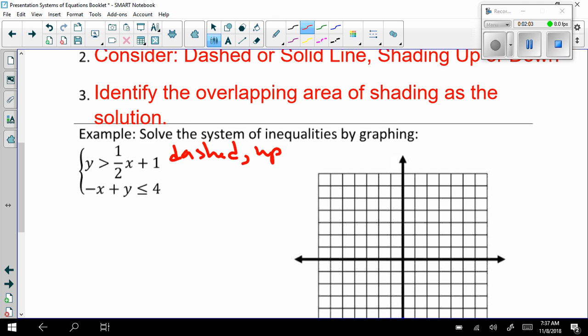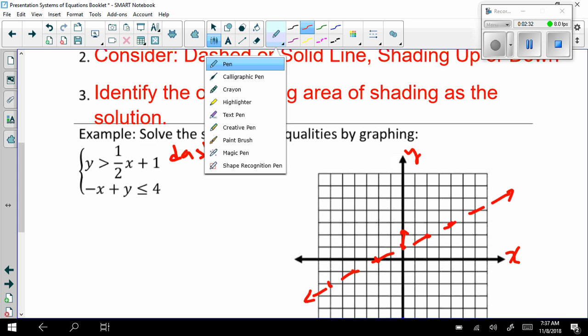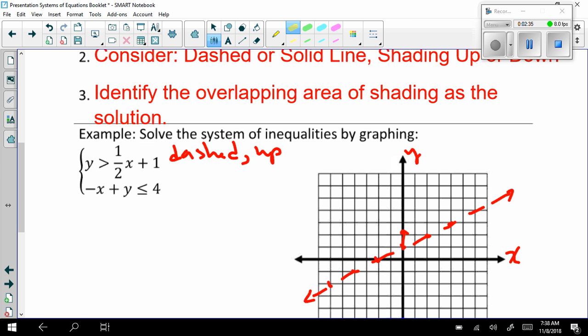So since it's already in slope-intercept form, my y-intercept is 1. So I plot on my y-axis at the 1. And my slope is 1/2. So from that point, I'm going to go up 1 and to the right 2, or down 1 and to the left 2. Remember, it's a dashed line. And then I'm going to go to my y-axis and I'm going to shade up. So I am shading all of this area here.